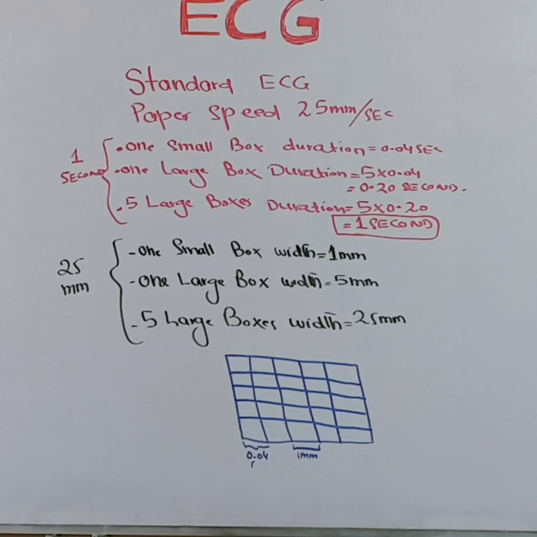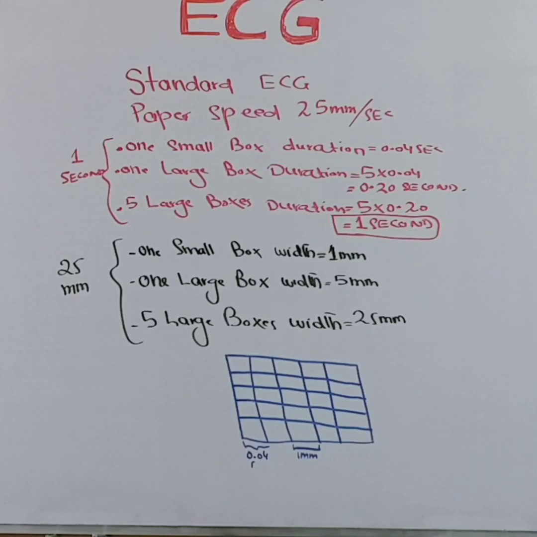Now there are different options, like it can be 12.5 millimeter per second, it can be 50 millimeter per second, and if somehow someone alters the speed of the ECG paper, it will affect everything. You may take someone as a tachycardia, you may take someone as a bradycardia, but actually the patient is suffering from neither tachycardia nor bradycardia, but only someone, in ignorance or by mistake, has changed the standard ECG paper speed.